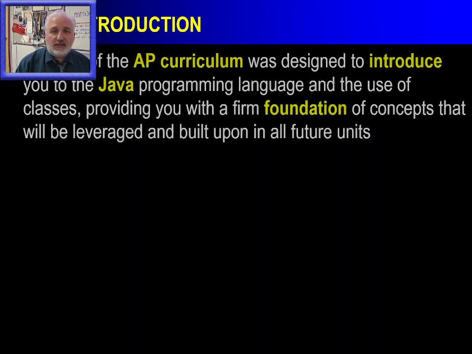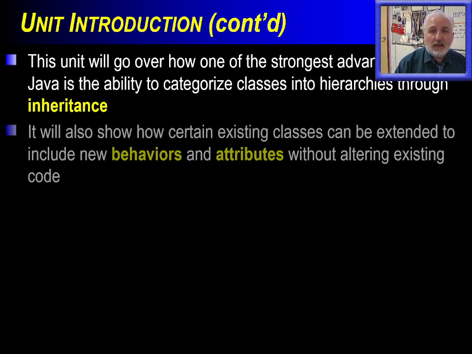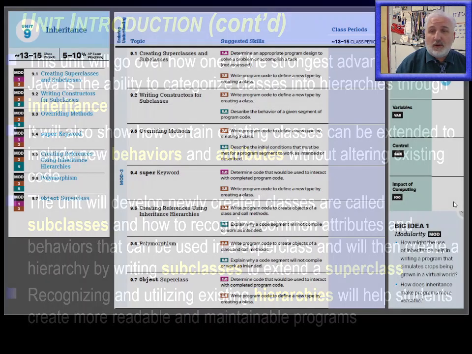So introducing this unit from the AP curriculum. Using Java, this, as I mentioned, has already been covered in 30S and 40S in previous units, essentially on classes. It goes over the concept of inheritance and the concept of association. So how classes can be formed into hierarchies and how that can be used to define behaviors and attributes and properties and subclasses and superclasses, and all of that content is going to come out in this review.